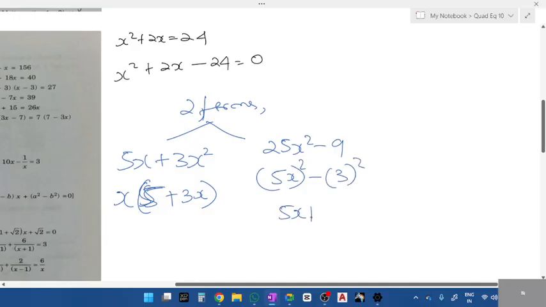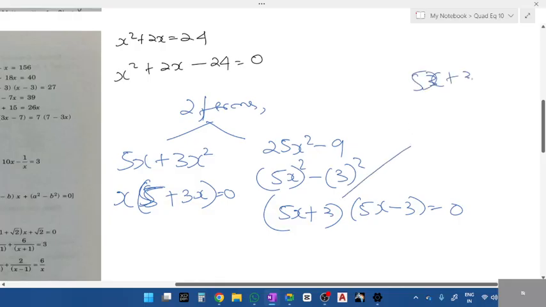Then the answer is (5x + 3)(5x − 3) = 0. So how many equations will you take here? 5x + 3 = 0. This is one equation. x is equal to what? Minus 3 goes to the other side. Sorry, plus 3 goes to the other side.